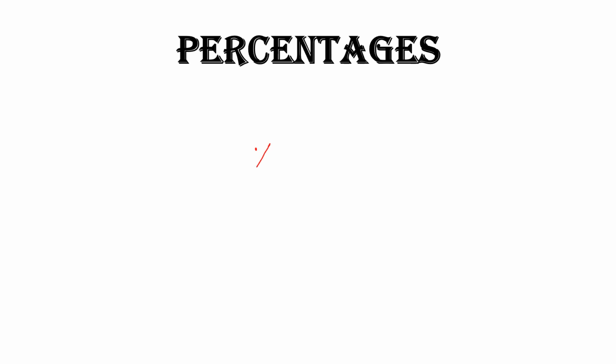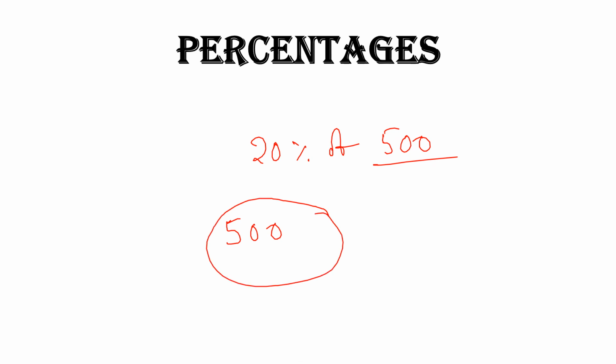We can denote it by this symbol, right? So whatever the number is, let's see what is 20% of 500. Let's take whatever number is given. Here we have 500. Just assume that this is 100. We can take any number as 100 first of all. This is 100% of the whole number.